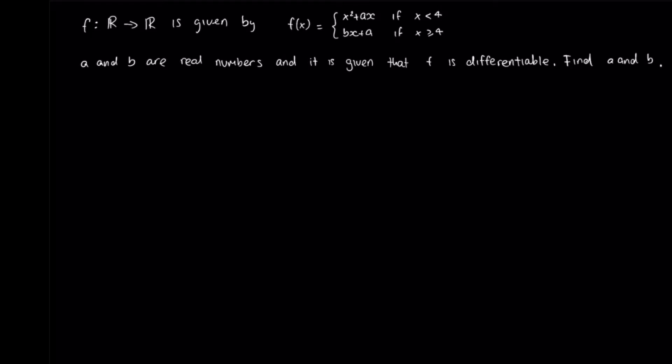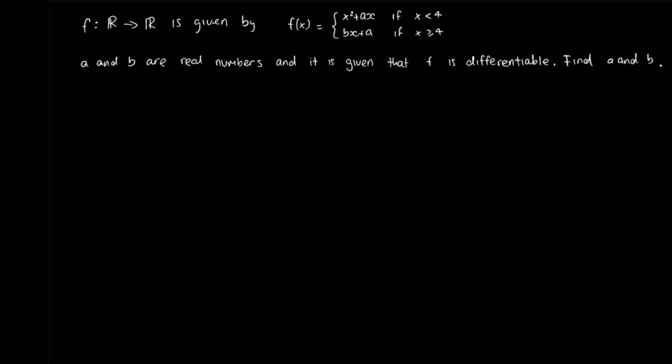We have this function f that maps real numbers to real numbers, given by f of x equals x squared plus ax for x smaller than 4, and f of x equals bx plus a for x bigger or equal to 4. The question tells us that a and b are real numbers, and it's given that f is differentiable. Find a and b.